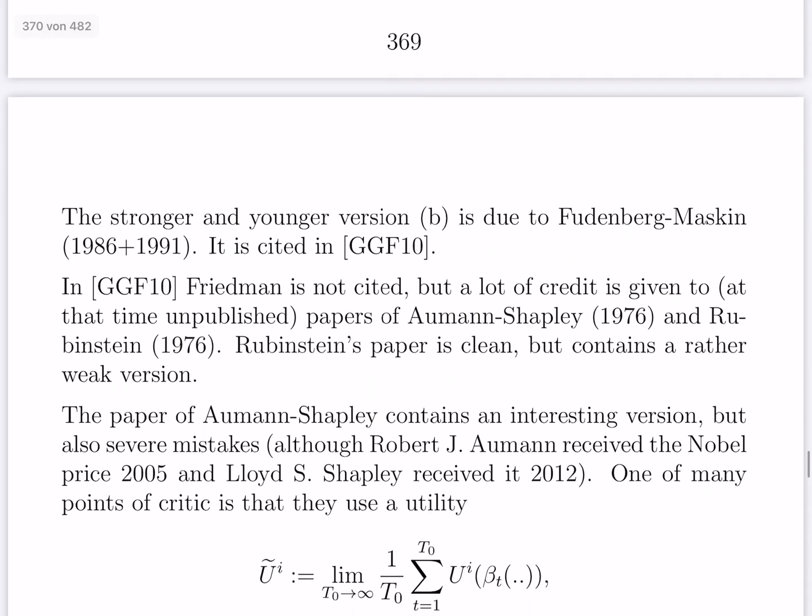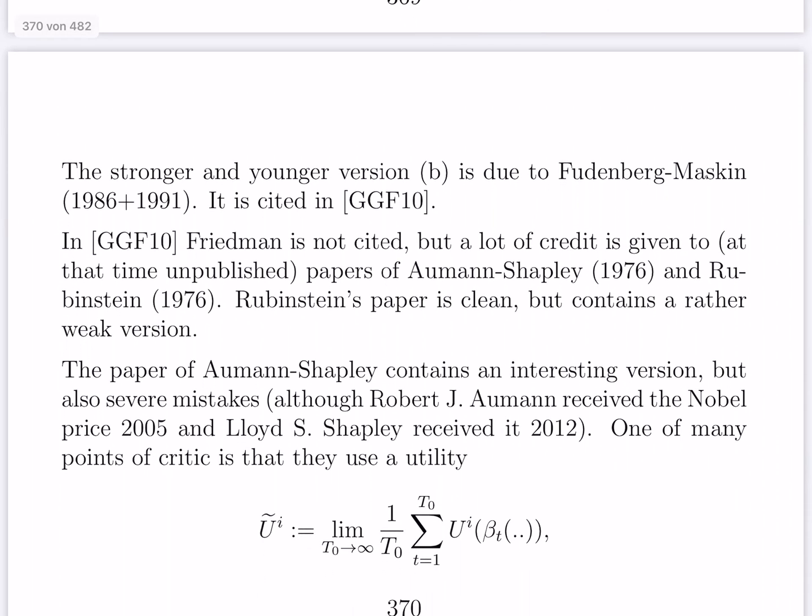And the stronger and younger version is due to Fudenberg and Maskin. They have one version from 86 and an even better one from 91. And I did study these two papers together with a master student. And this version is cited in the game theory book of the three Spanish authors. There Friedman is not cited, but a lot of credit is given to two old papers by Aumann-Shapley and Rubinstein. Both are from 76, but both have been published only in the 90s at some time.